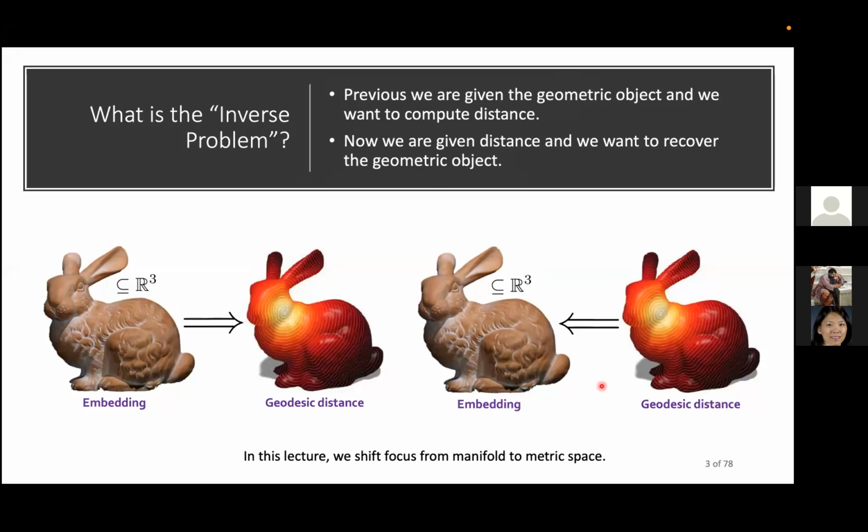So to start, what is the inverse problem? In the previous lectures, we are given a manifold and we are computing properties of the manifold and defining geometric quantities on the manifold. Now, the inverse problem is that we're given a matrix of distances and we are trying to recover the manifold, or in other words, the embedding. So naturally, we shift our focus from manifold to metric space.